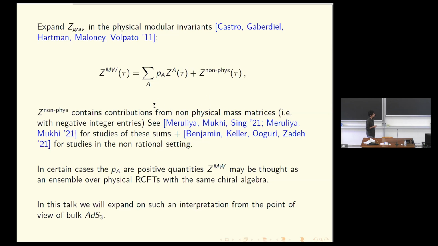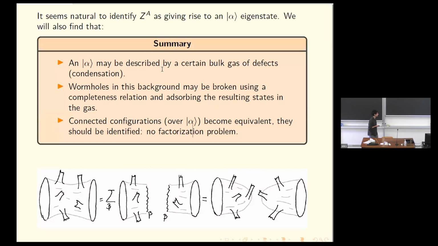But what we want to do is to interpret this from bulk AdS. So to say, how should we think about this sum in the bulk? And since these look like the alpha eigenstates, because it's a linear combination of these guys, can we define what it means to pick one of them? And does this solve factorization? How? So this is kind of the question.